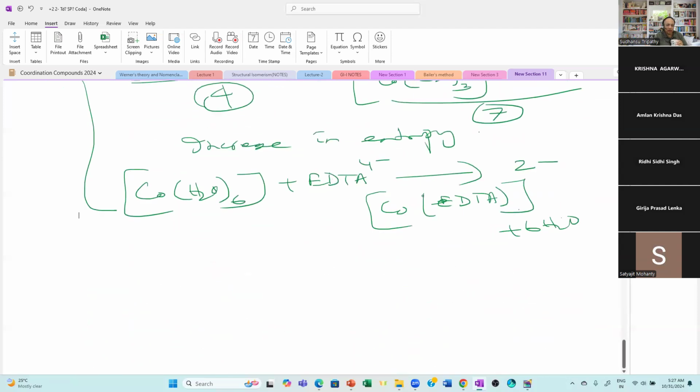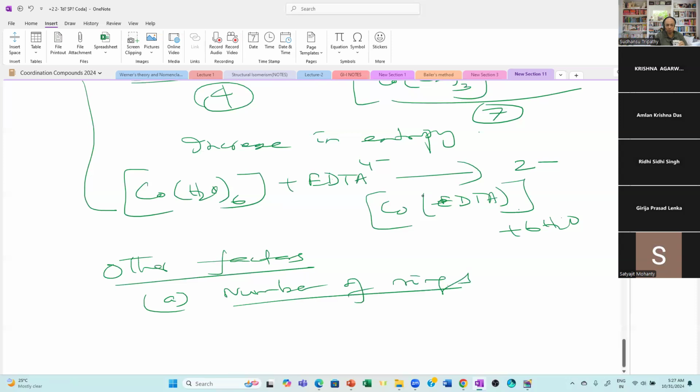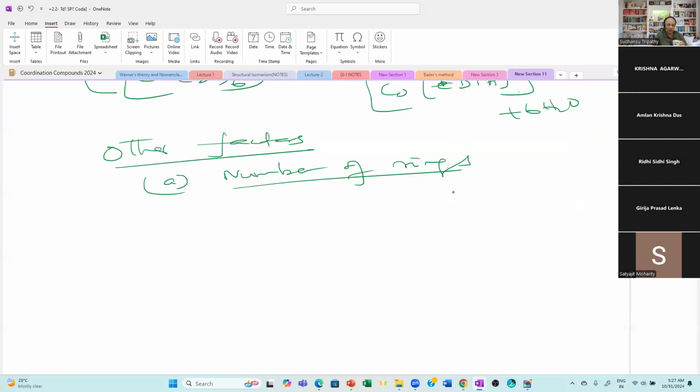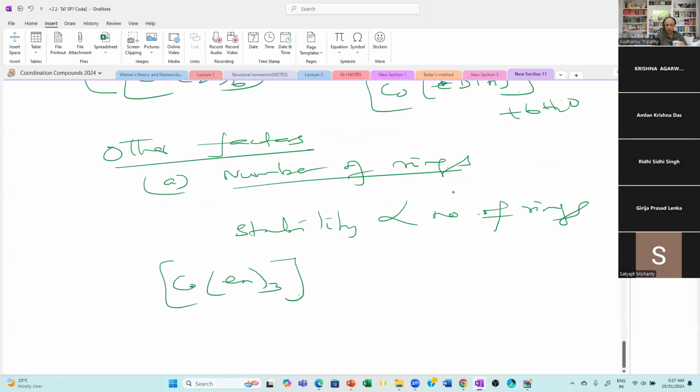Another factor is the number of rings. Stability is proportional to the number of rings. So for example, say Co(en)3 is less stable than Co(di-en)2.